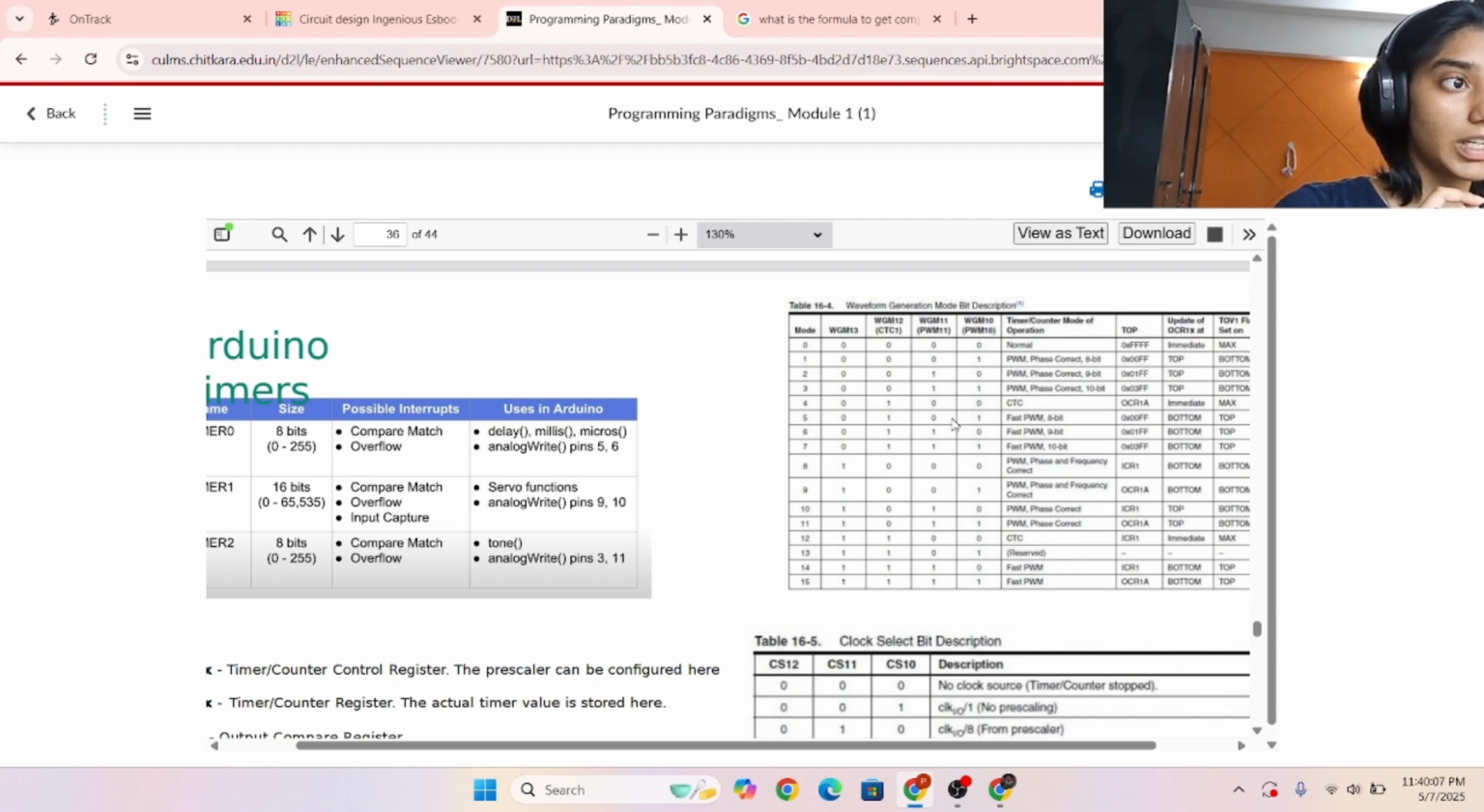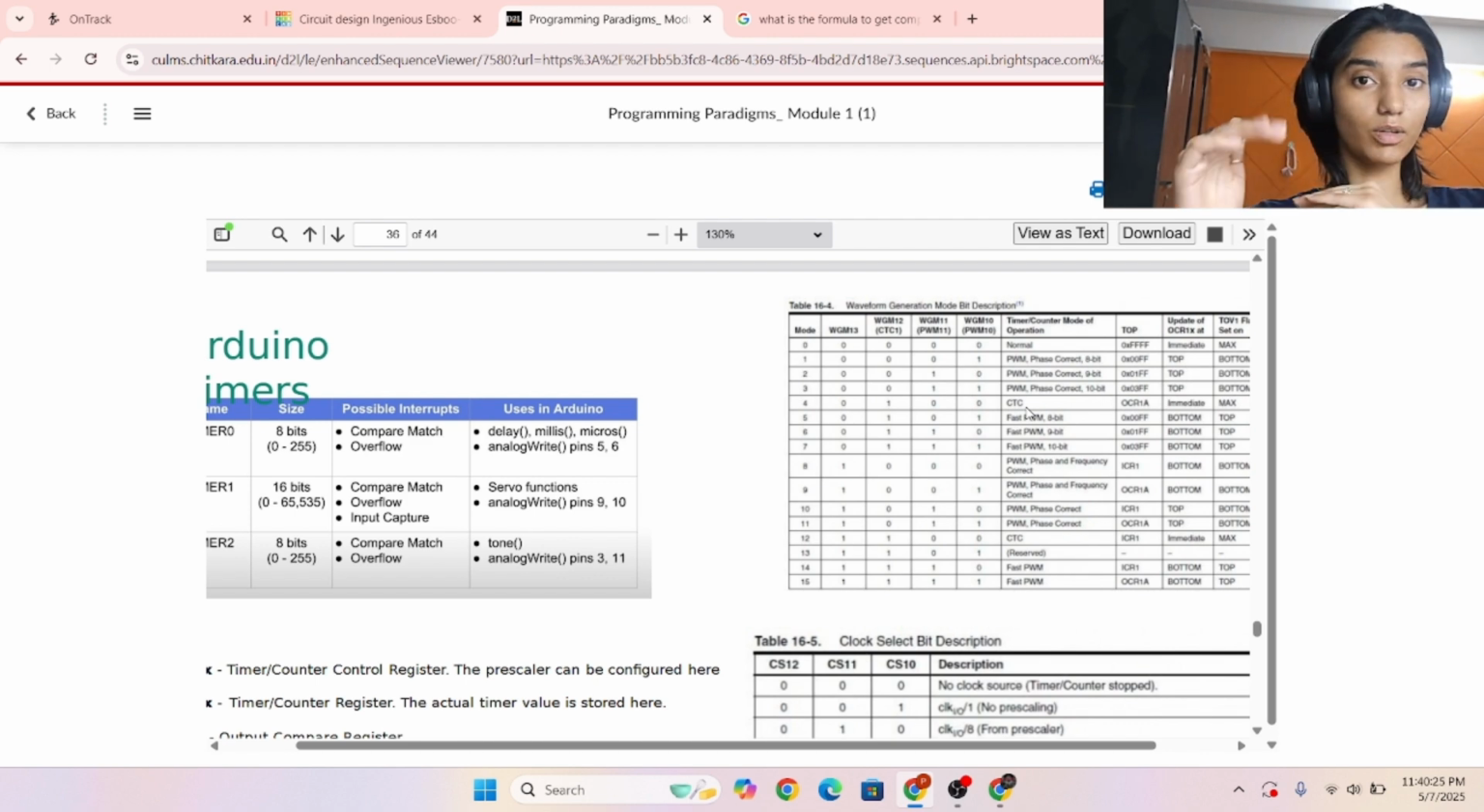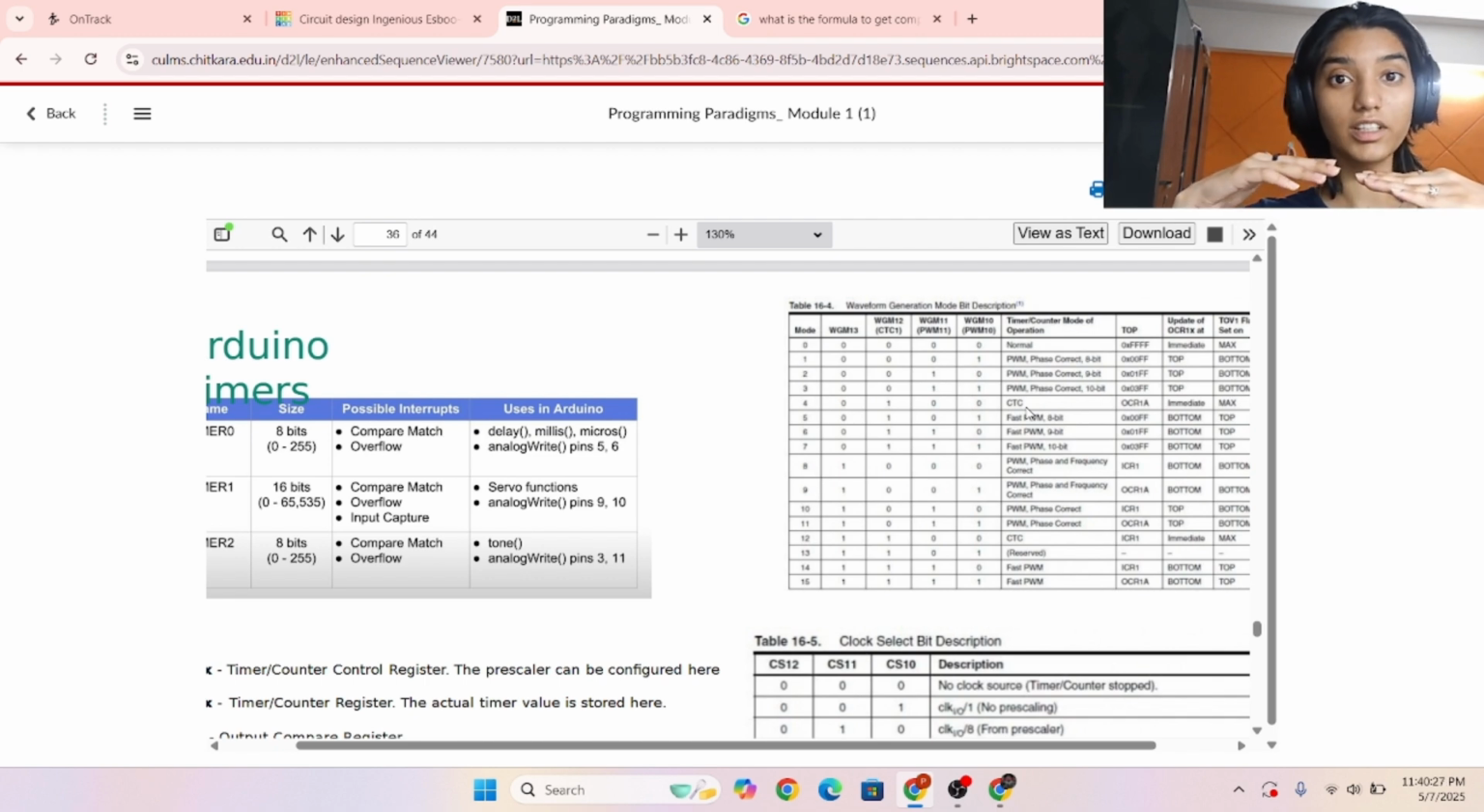WGM12 value was set to 1, and WGM11 wasn't mentioned and neither was WGM10. What does this say? That we have the CTC interrupt. CTC means it clears the value whenever the actual value that we are testing arises at that particular instance. So when the two values meet, it clears it and stops, and there is an interrupt.